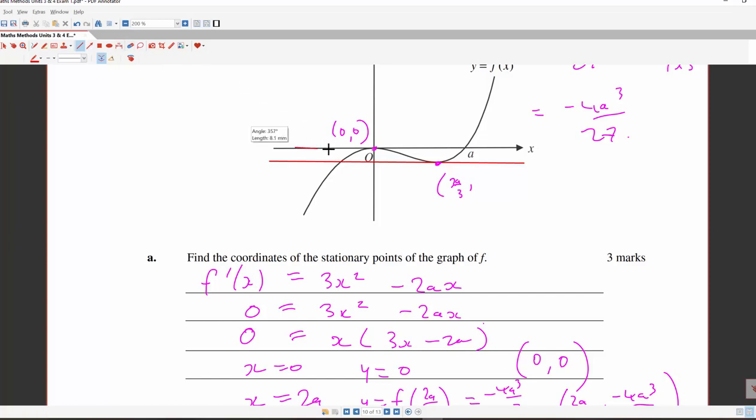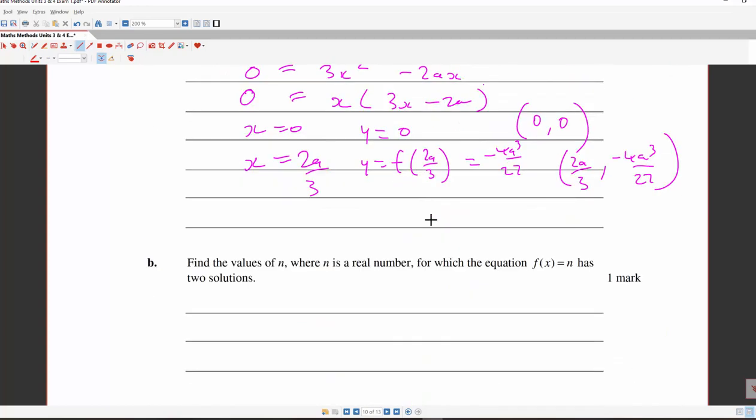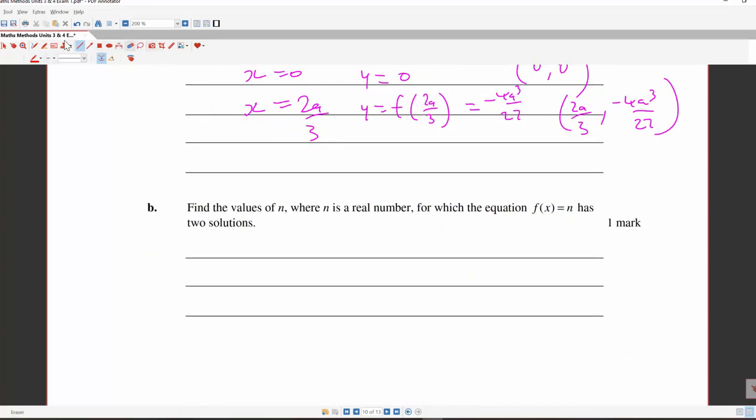The second one is along the line here. First intersection, second intersection. Everywhere else you can see that there's one intersection or 3 intersections through this part here. So it's actually going to be at the stationary points where this is going to occur. So find the values of n. n is going to equal the y values of the stationary points.